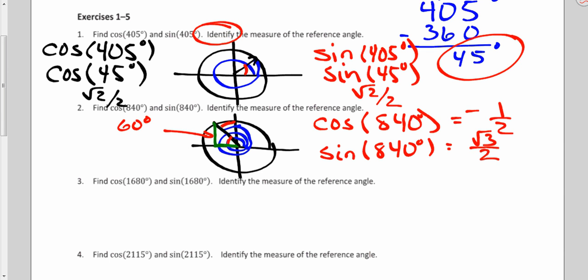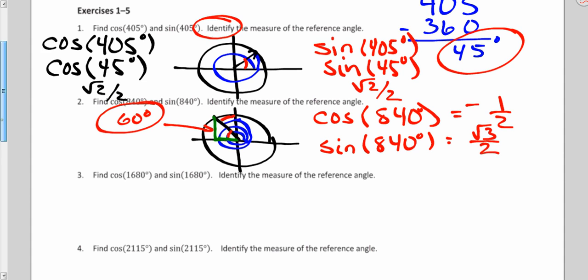Now, what about these guys? What did we say the reference angle was again? 60 degrees, right? 60 is my reference angle. Now, if I do 1680, do I need to draw a picture? Let's try and do it without the picture.